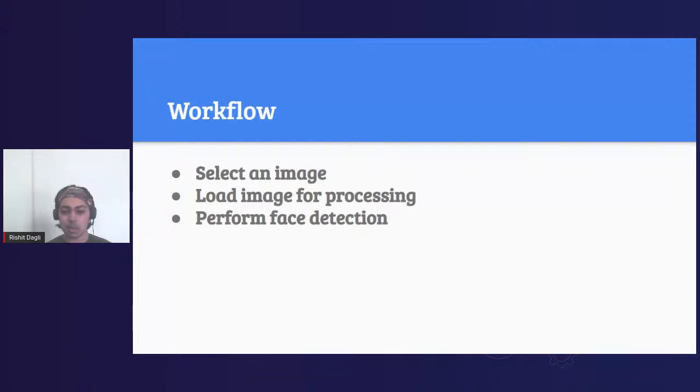So let's discuss what we want to do, a high level overview of this. First off, I want to select an image. The image would be provided by the user. Then I load my image for processing, because the user would most probably give me the image in a JPEG or PNG or some other format. I want to convert it into a format that I can easily use. And then finally, we want to perform inference or perform face detection on the image.